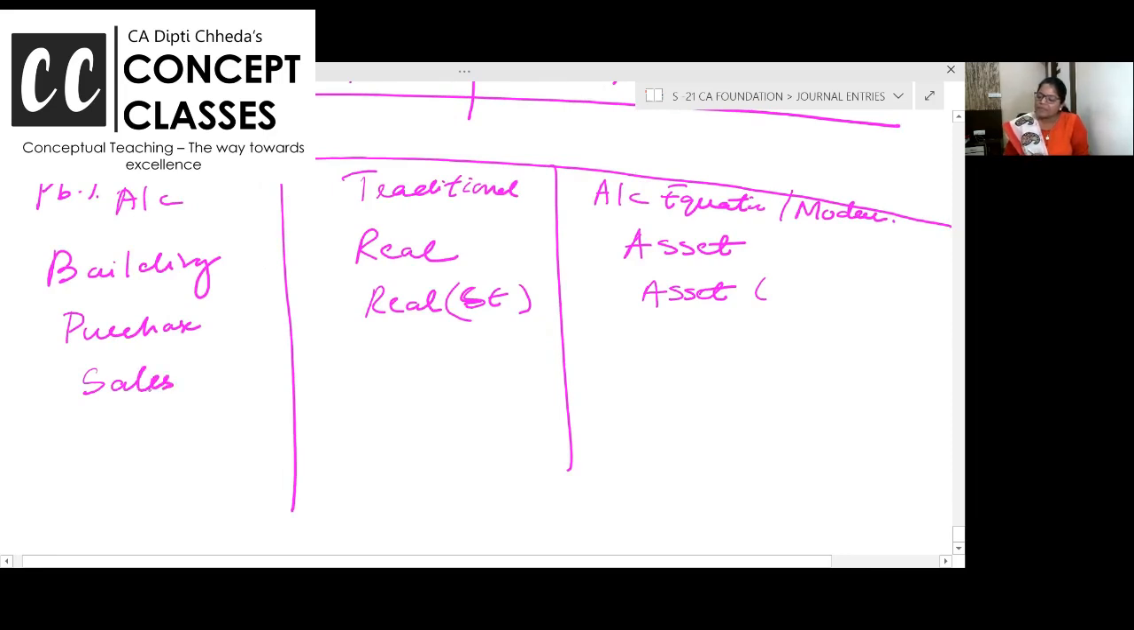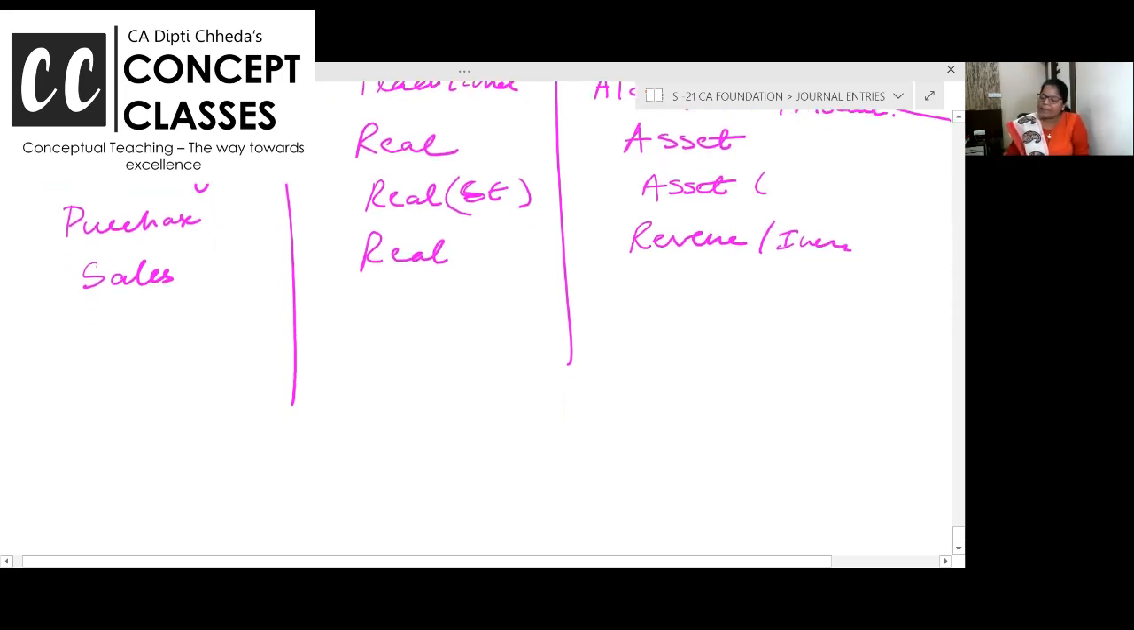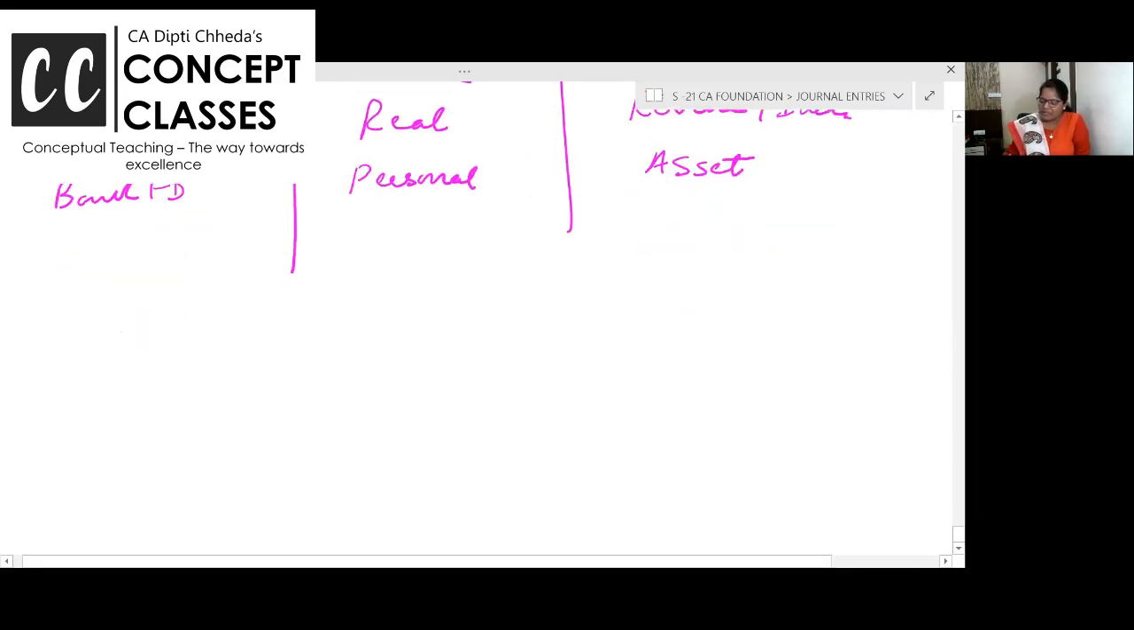Sales. Sales is a real account related to stock, or sometimes it's also taken as income or revenue. That's why we add it into the capital. Bank FD. Bank FD is personal. Your bank savings account and FD account are personal, so debit the receiver, credit the giver. And in the modern approach, you write it on the asset side. Furniture, bank, cash, bank FD, all this you write on the asset side.